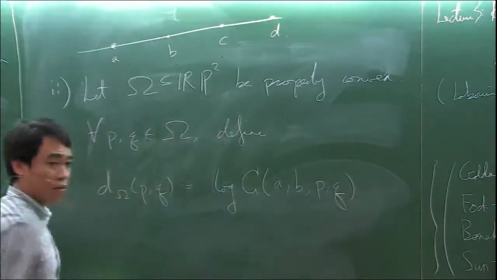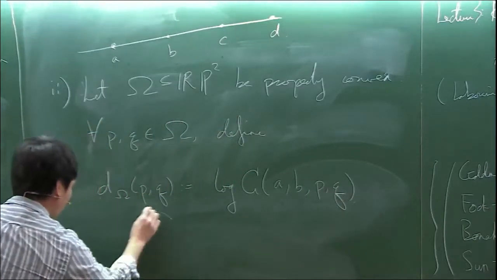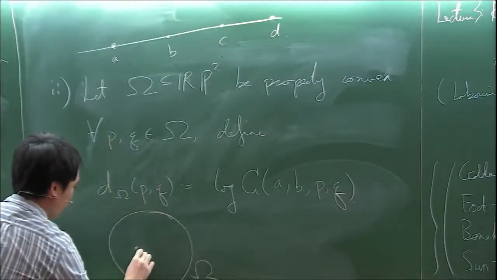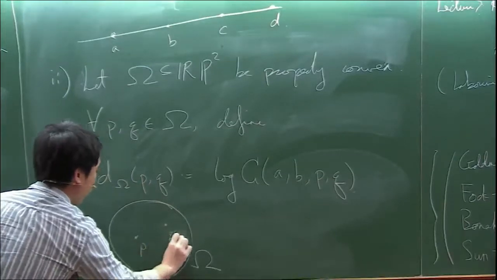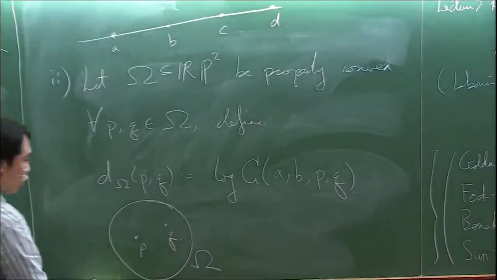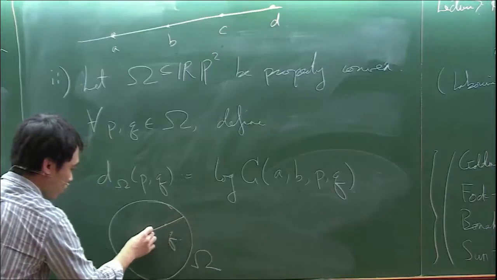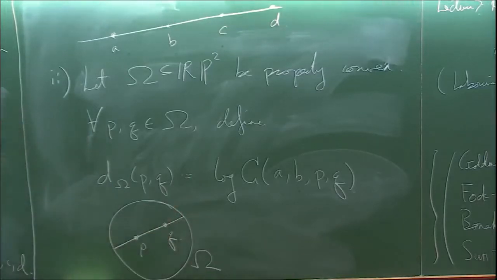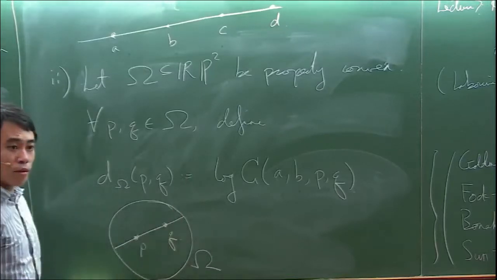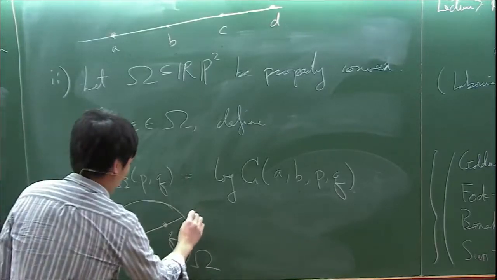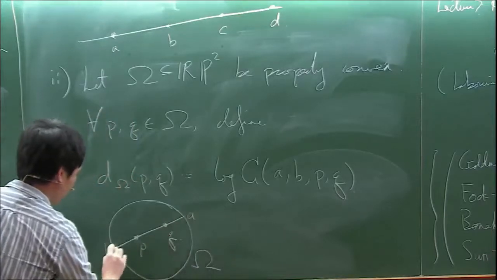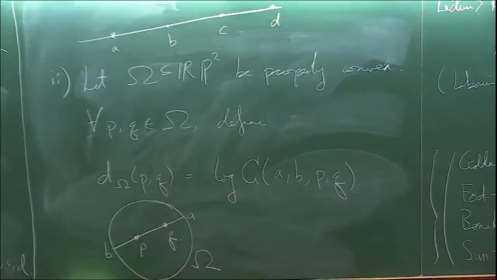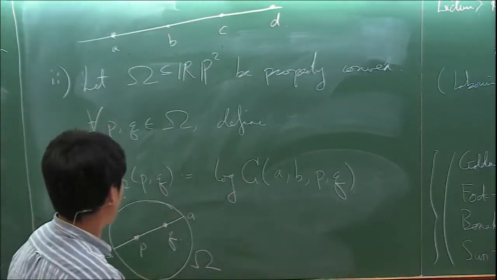Okay, and what are these points A, B? Well, you have your convex domain here, omega, and then you have a point P and a point Q. What you do is you draw the projective line through P and Q. If P equals Q, you just take any line through that point. And then this line is going to hit the boundary at two places. I'm going to call this point A and this point B. Here you just take the cross ratio of these 4 points, and you take the logarithm.